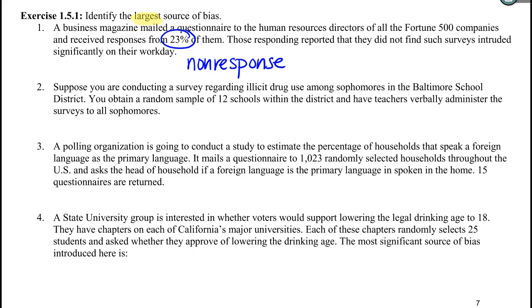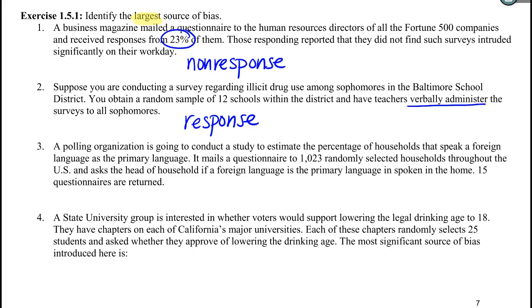Two, suppose you're conducting a survey regarding illicit drug use among sophomores in the Baltimore School District. You obtain a sample of 12 schools in the district and have teachers verbally administer the survey to all sophomores. So we want to know about sophomores. We're talking to sophomores. That's all good. The bigger issue here, there's nothing saying that they didn't respond, right? I don't have any wording showing that our population and our sample are different or that people didn't respond. The biggest issue here is going to be response bias.